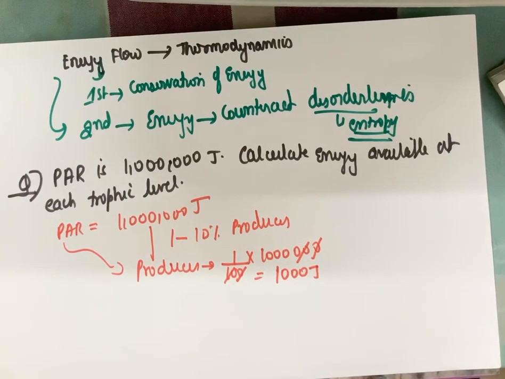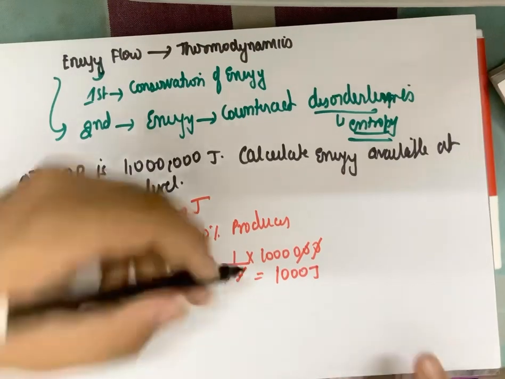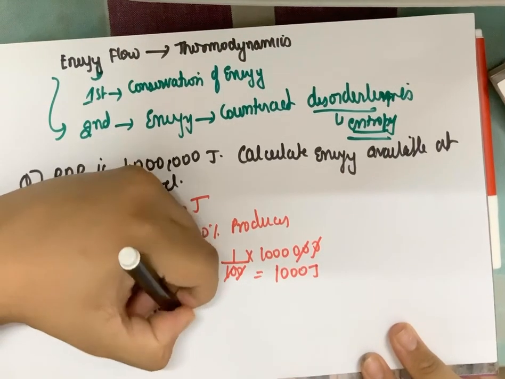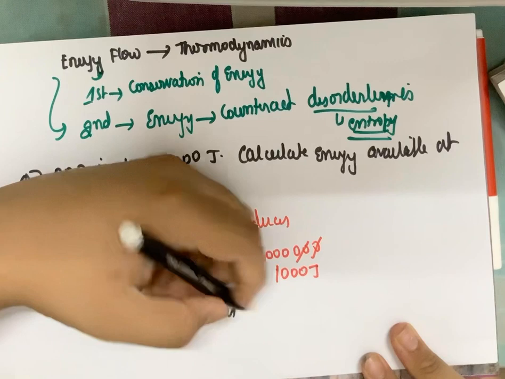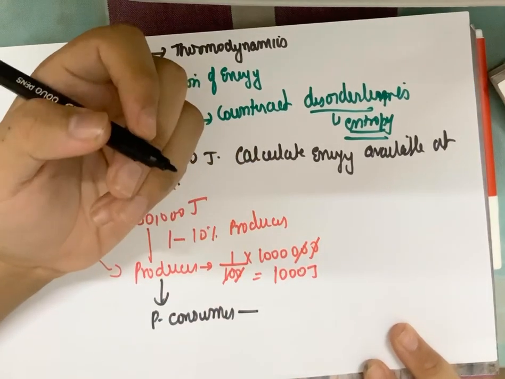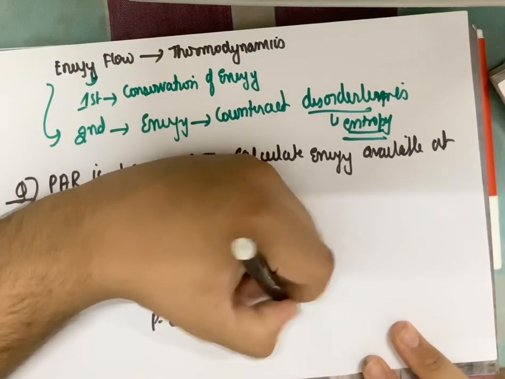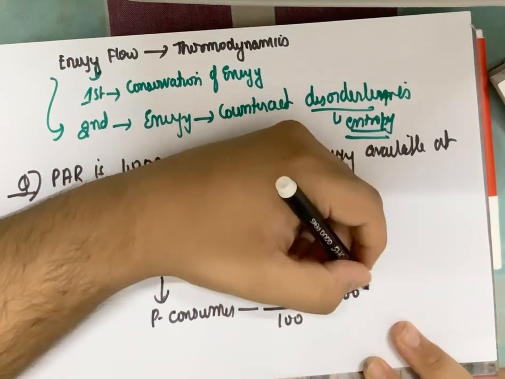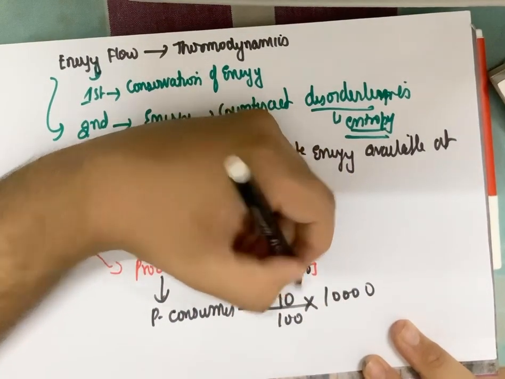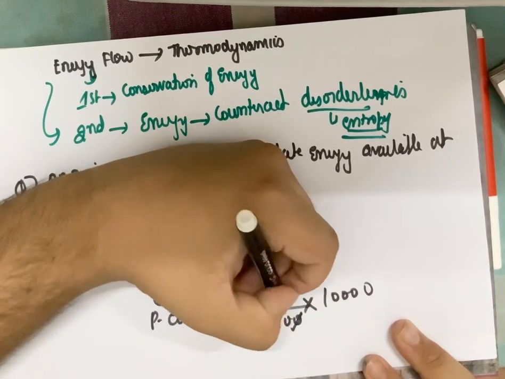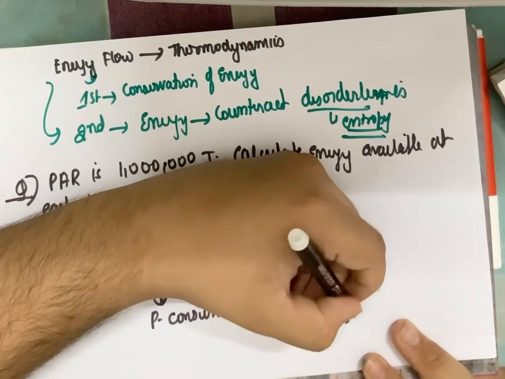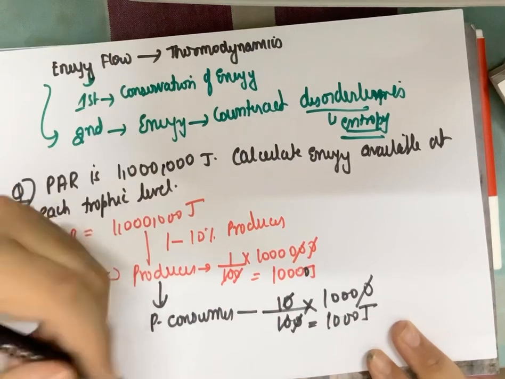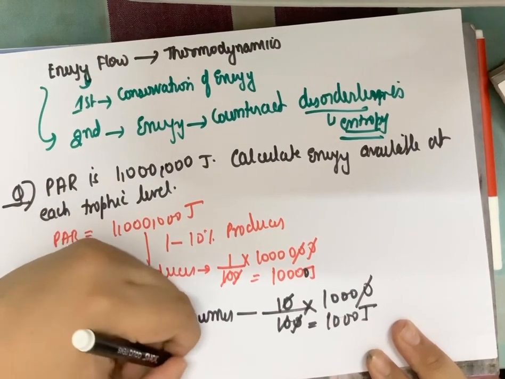From the producer, I go to the primary consumer. So how much will it get? I'll follow the 10% law now. Each of them will get 10% of the previous one. 10 upon 100 into 10,000. Oh sorry, this is 10,000. Which will be how much? 1,000 joules. From this I move on to the secondary consumer.